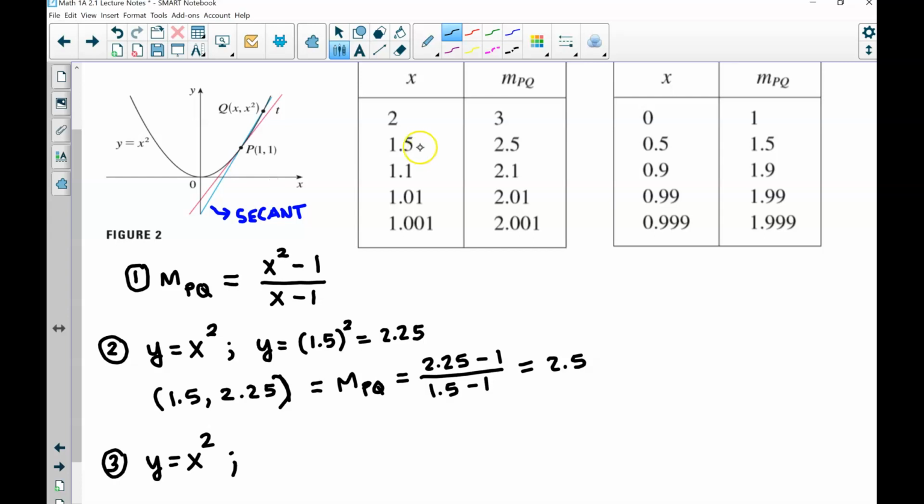So we started with 1.5, right? And technically we start at 2, and we get a slope of 3. We start at 1.5, we get a slope of 2.5, which is what we just did here. Now let's go ahead and plug in 1.1. So if we plug in 1.1 for x, we get 1.1 and square that. What happens when we take 1.1 and square it? Well, that should give us 1.21.